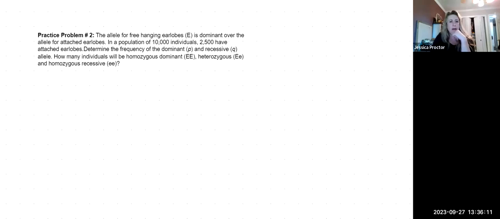So we're going to use the Hardy-Weinberg equation to determine the frequency of the dominant and recessive alleles. And then we're going to use those values to determine how many individuals will be homozygous dominant, heterozygous, and homozygous recessive. All right, so we're going to start out with a little summary of our word problem here. So we know that the total population is 10,000 individuals. And we know that homozygous recessive, so little e, has to be 2,500 out of the total 10,000 individuals.